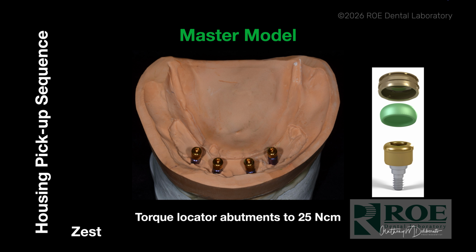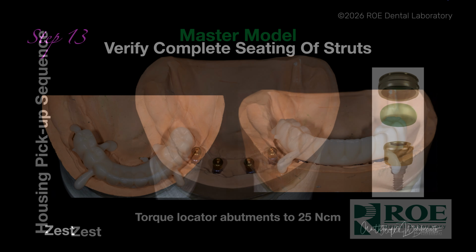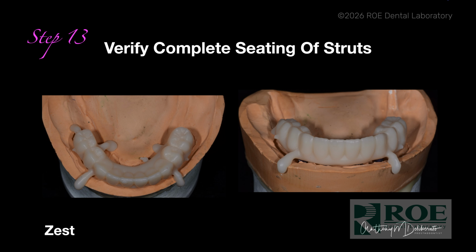So now we have our master model. I torque my LOCATOR abutments at the proper cuff heights to 25 Newton centimeters. And now we're going to verify the complete seating of the struts. You can see here that it seats perfectly with those fingers sitting on the model. And now the teeth are in the exact same position as the wax up.